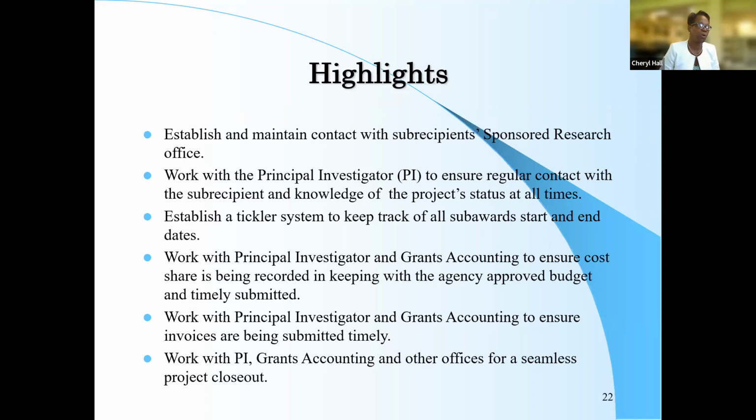And we want to work with our grants accounting office and our sponsored programs offices to ensure that those things are done on a timely basis and we don't cause any angst with any one of those offices, because they have several projects that they're working on at one time. Work with the PI, grants accounting, and other offices for seamless project closeout.